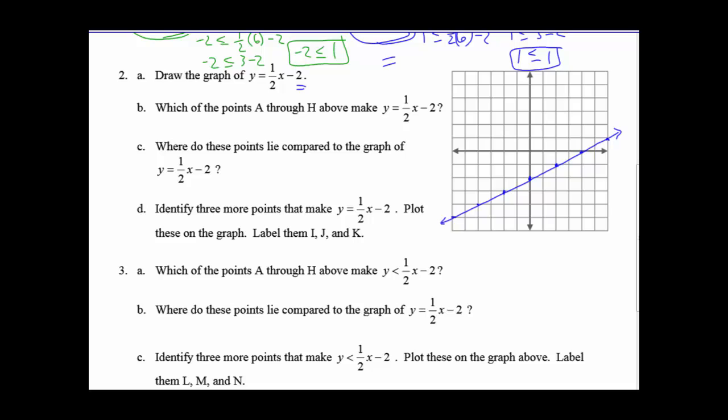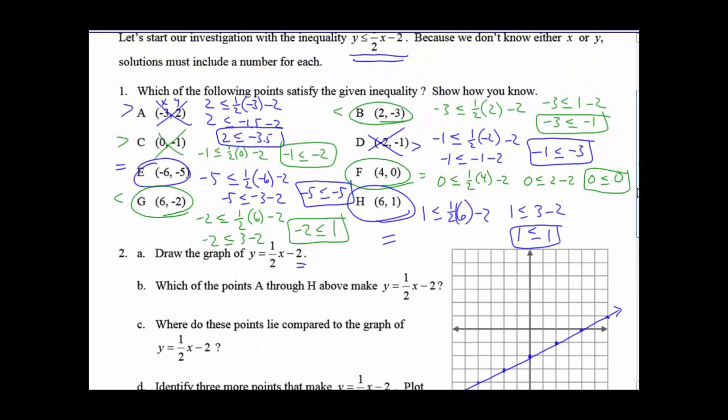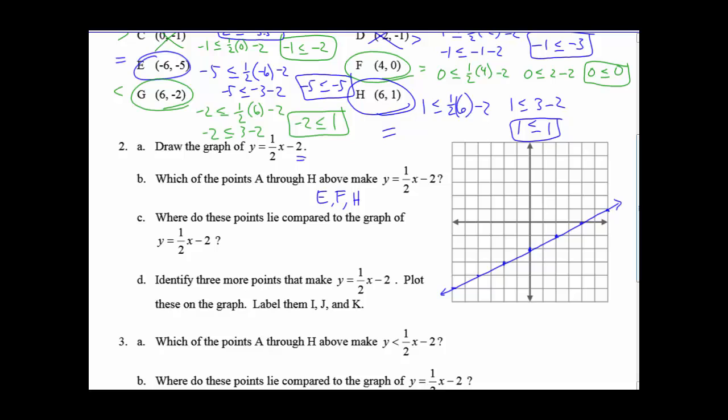B, which points A through H above make y equals 1/2 x minus 2? Which ones are true? Which ones give us equal to? So we're looking at E, which gave us an equal to. F gave us an equal to. So E, F, and H also gave us an equal to. If you mark these points, E is negative 6, negative 5, which was way over here. There's E.